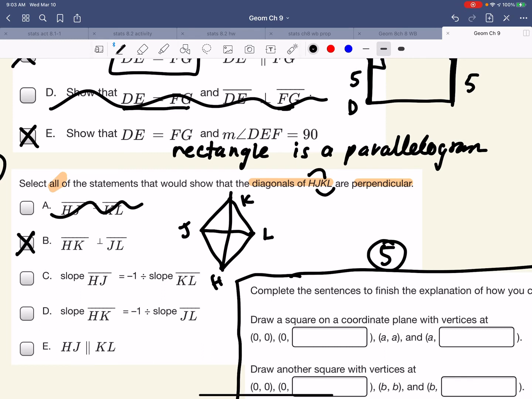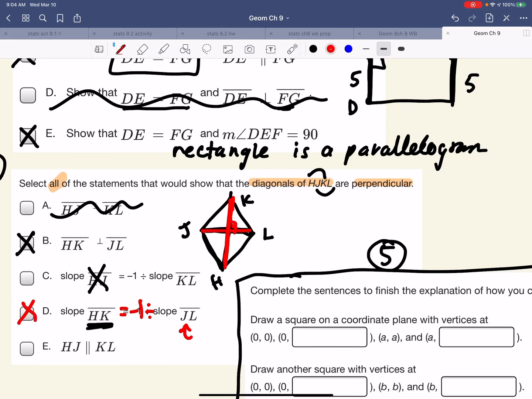Now, what if we said that the slope of this line, HK, we don't want HJ, that won't work, but if we said the slope of HK is equal to negative and then flip upside down of the other one, yeah, we like that, so we're going to pick that.